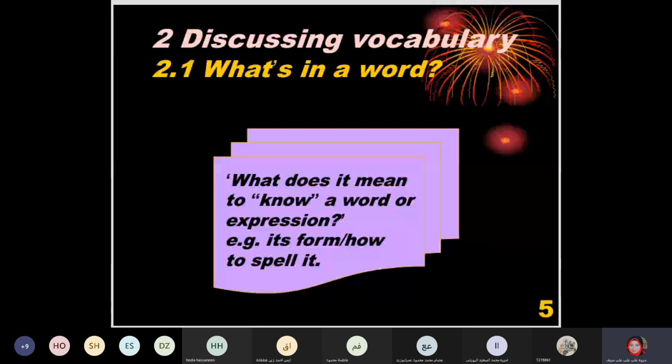Yeah. The actual meaning, the literal meaning, the translation. Yeah, very good. Thank you very much. What else, my dear colleagues? Yes, Miss, go ahead.